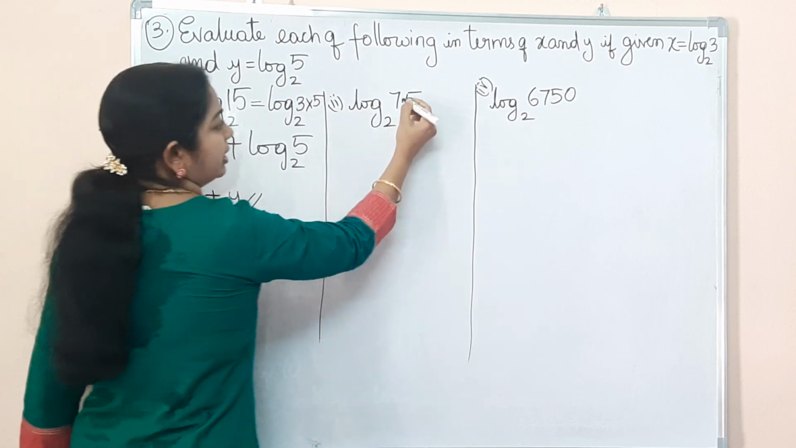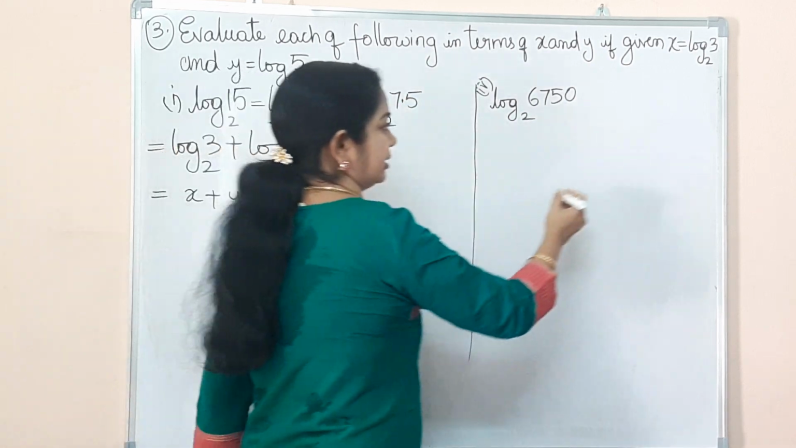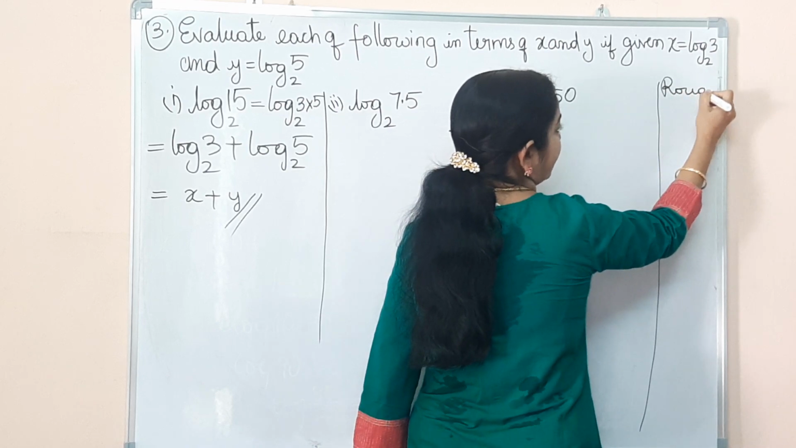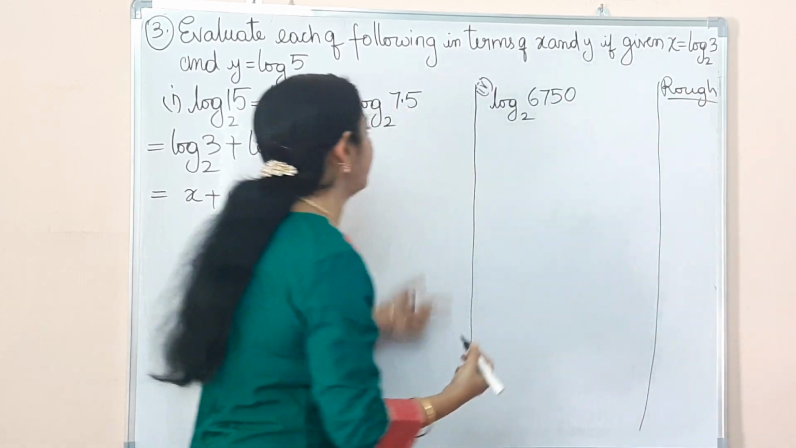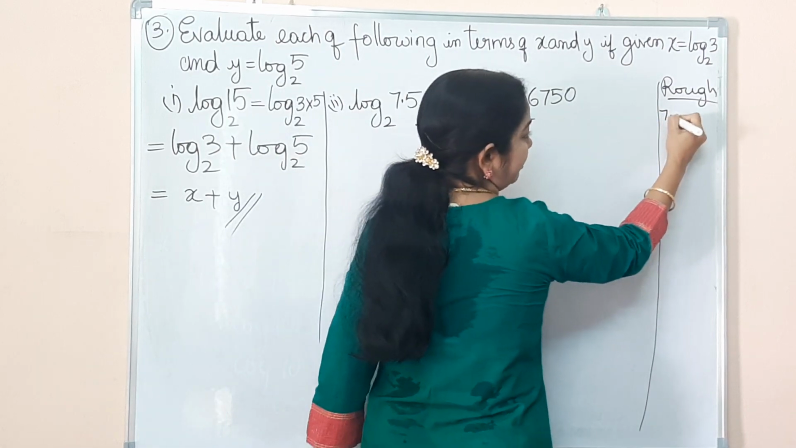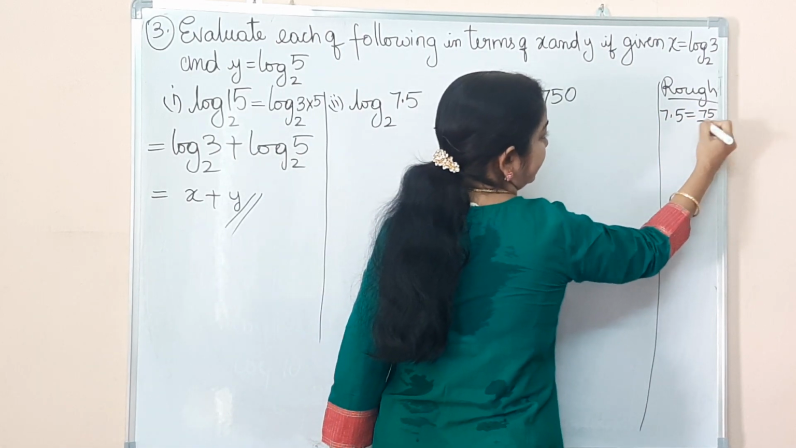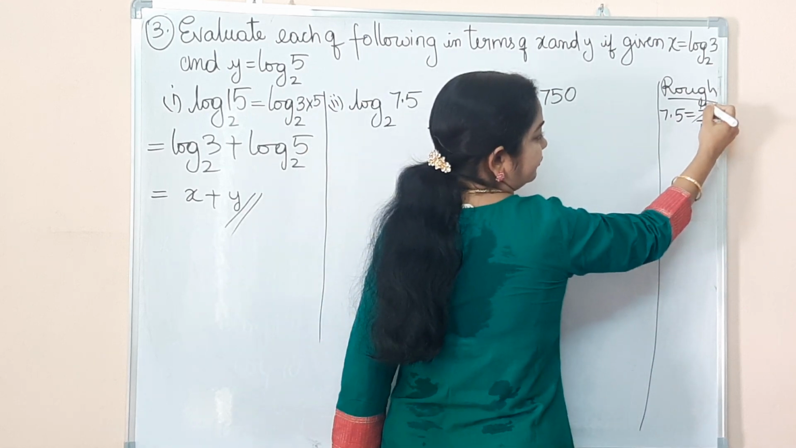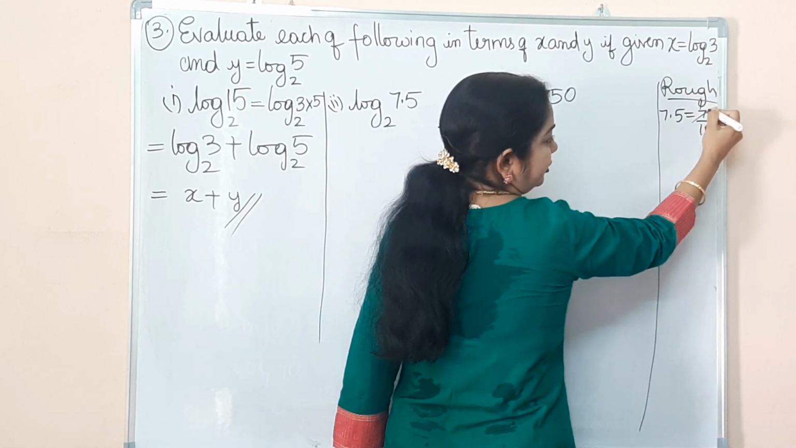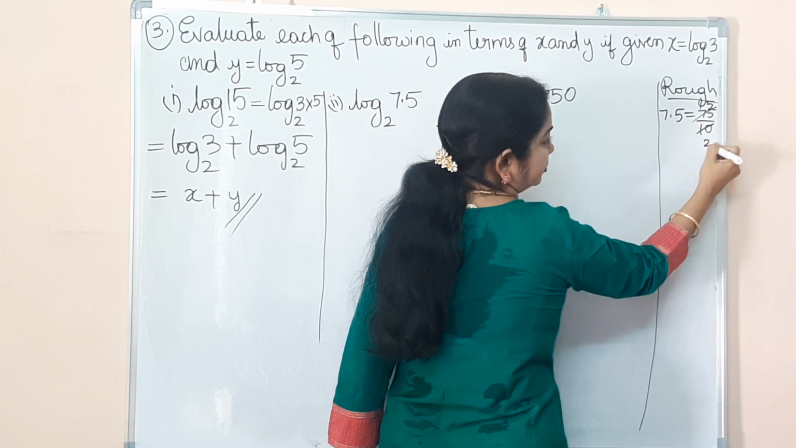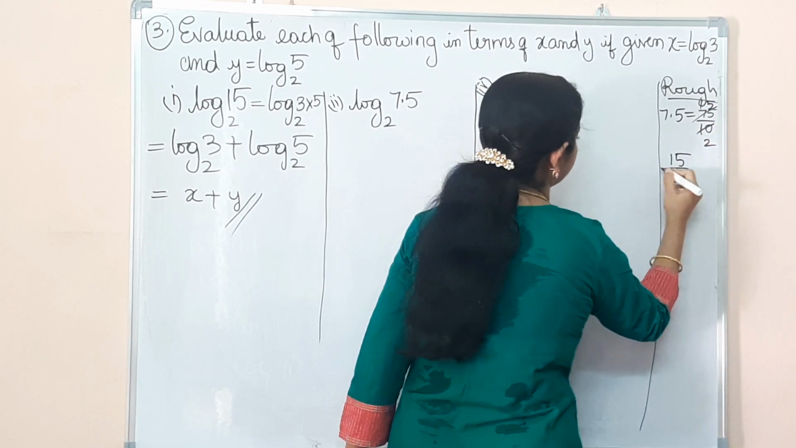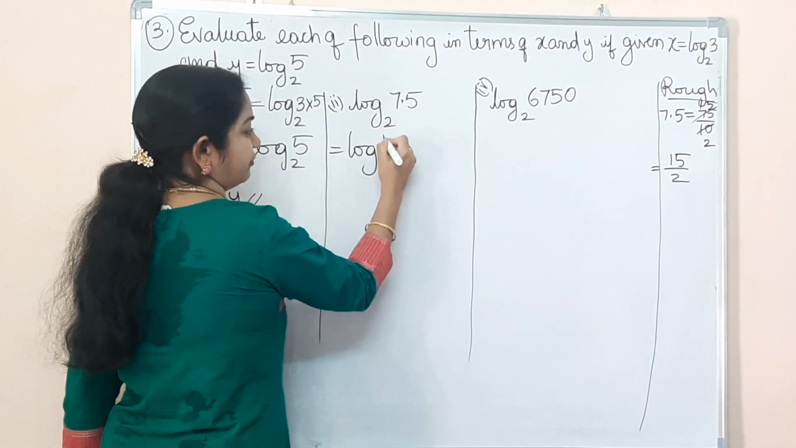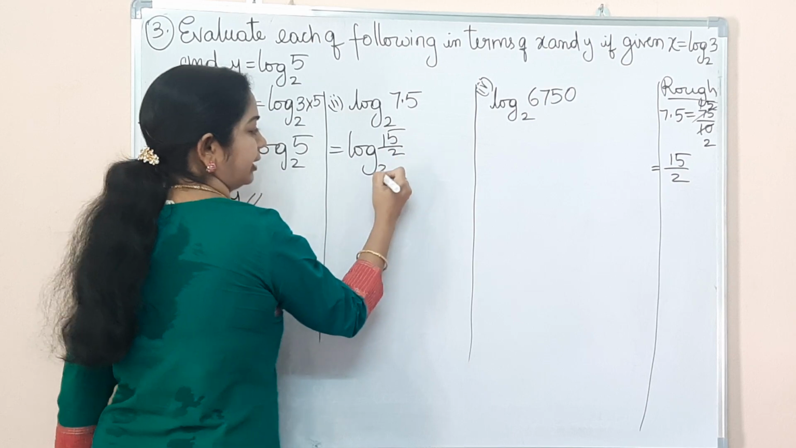Now coming to 7.5. Let this be the rough part. 7.5 can be written as 75 by 10. If you cancel it here, 5 ones are 5 and 5 5s are 25, 5 2s are 10. It comes to 15 by 2. Okay, I'll write that. This comes to log 15 by 2, again base 2.